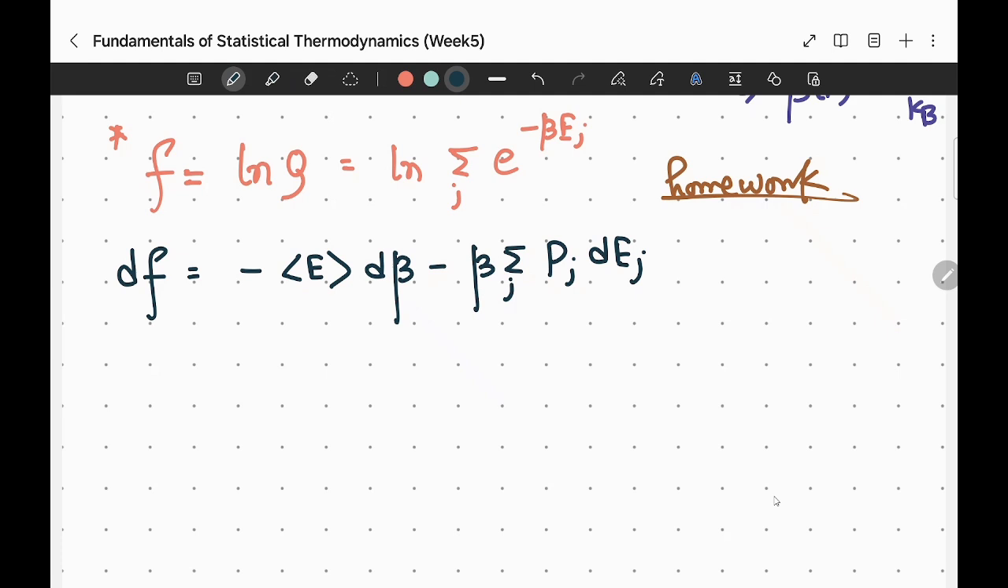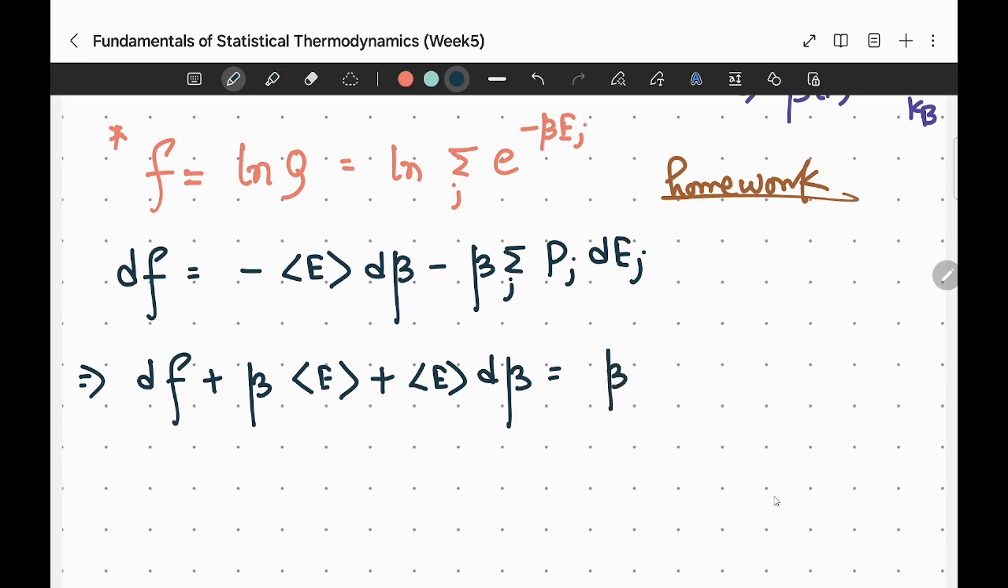So if it is clear, if you agree with it, then it is easy. You can write it as beta dε plus ε dβ. I have just added that.